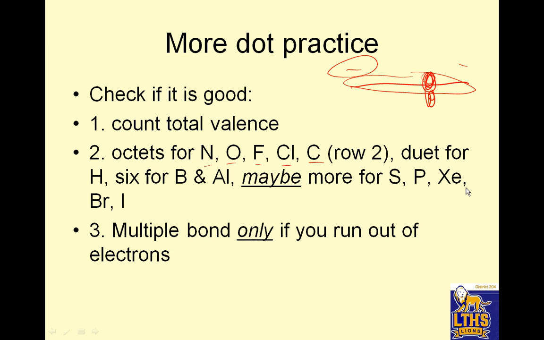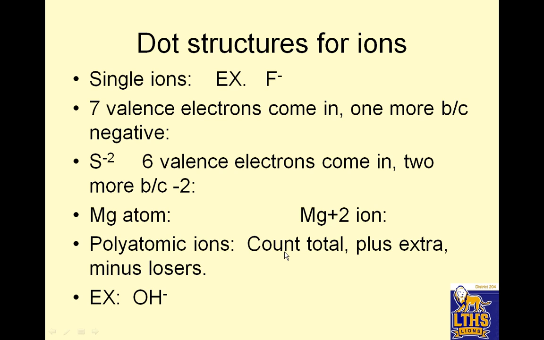Now, you could get more for sulfur, phosphorus, xenon, bromine, and iodine, but that's maybe. So, that's what you look for. Count the total valence electrons. Make sure you have octets, except for the exceptions. And then you might need to multiple bond, but only if you run out of electrons. Okay, so let's do a little more practice with ions this time.